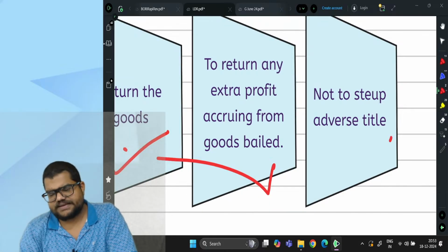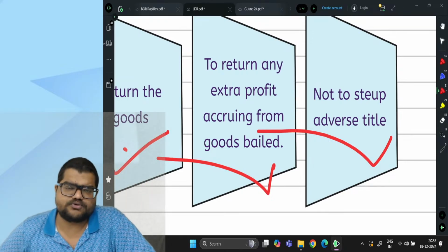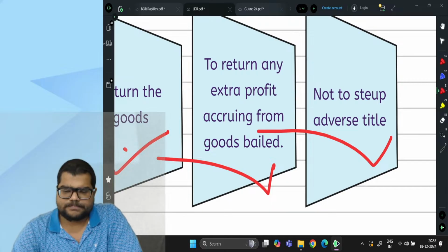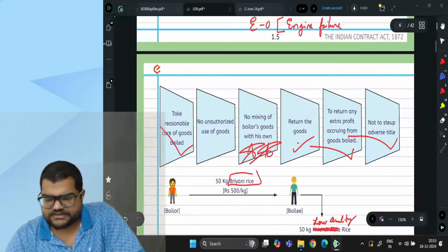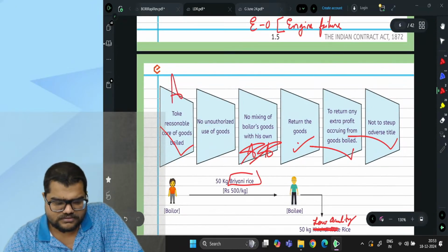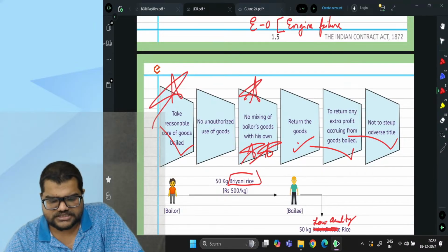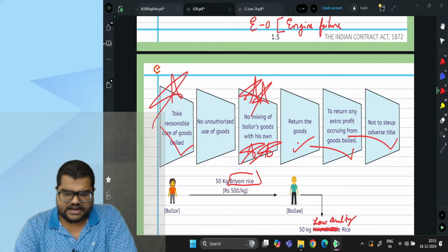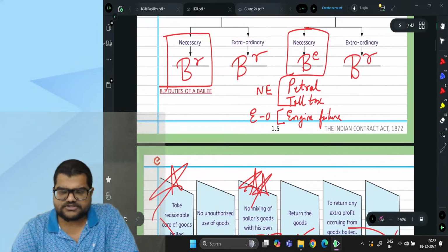Last one again very easy. Bailee cannot say that now these goods are mine. No, sir, they belong to the bailor. So basically the important points were this one and this one. Rest were, I guess, very easy. And these are your duties of bailee.